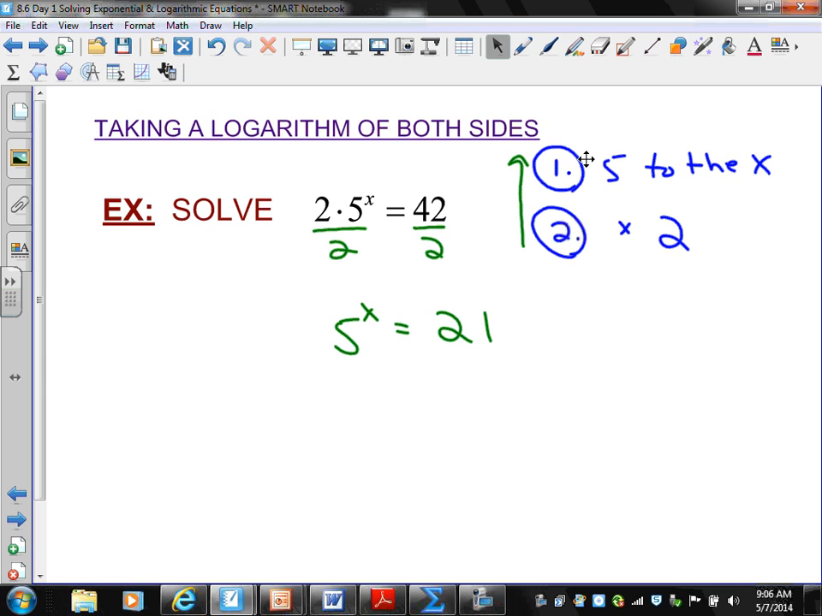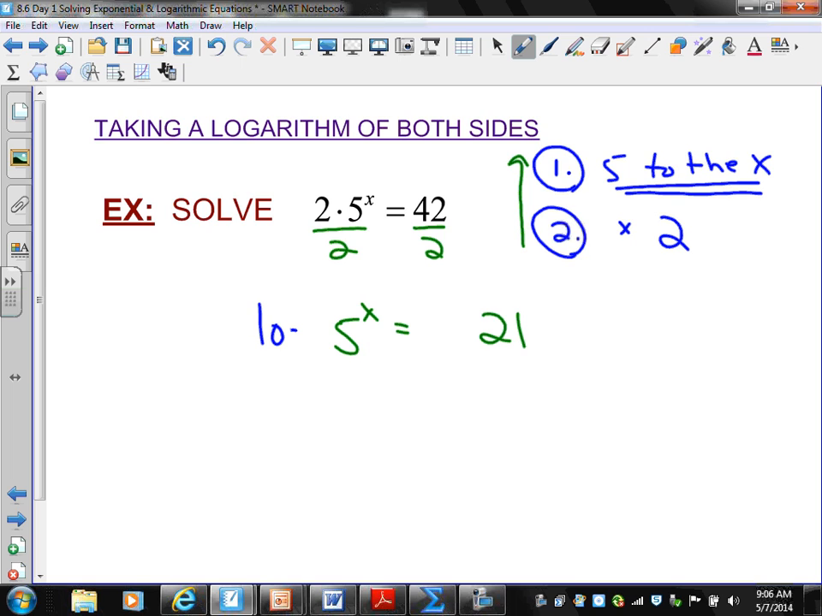Okay, and I need to leave a little space for myself because I know what's coming up here. Okay, so look at what I want to do. I want to unwrap this 5 to the x, right? I'm underlining it over there. I have 5 to the x right there. I want to unwrap exponentiation. Well, we talked about how exponents and logarithms are inverses of each other. So if I'm going to unwrap exponentiation, I'm going to take the logarithm of both sides.